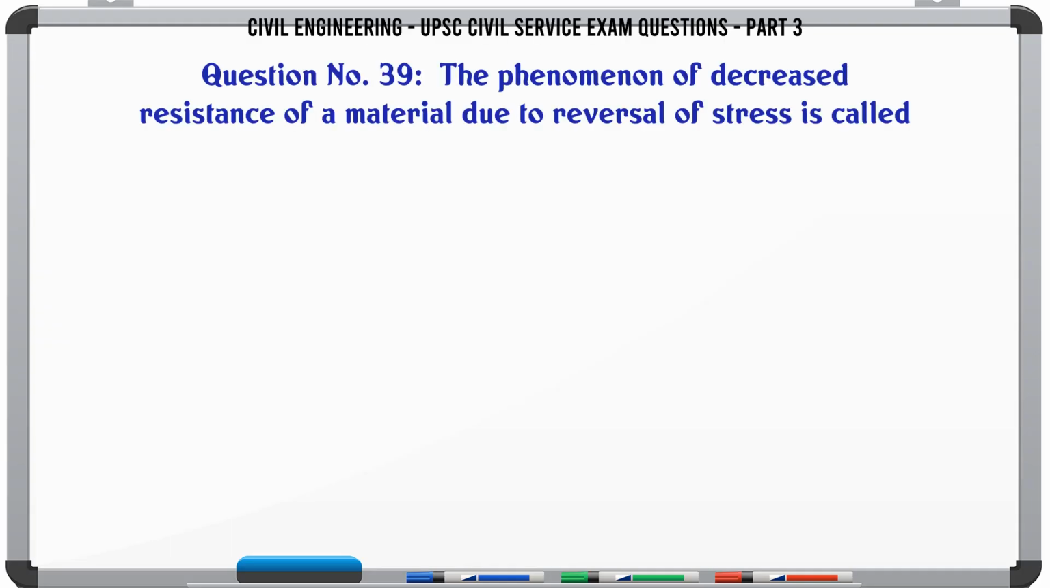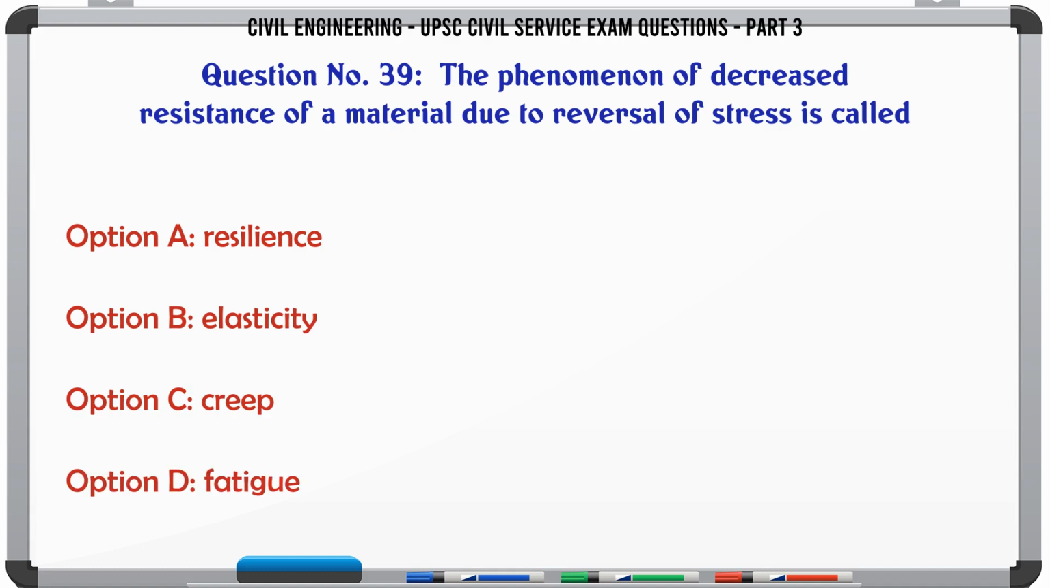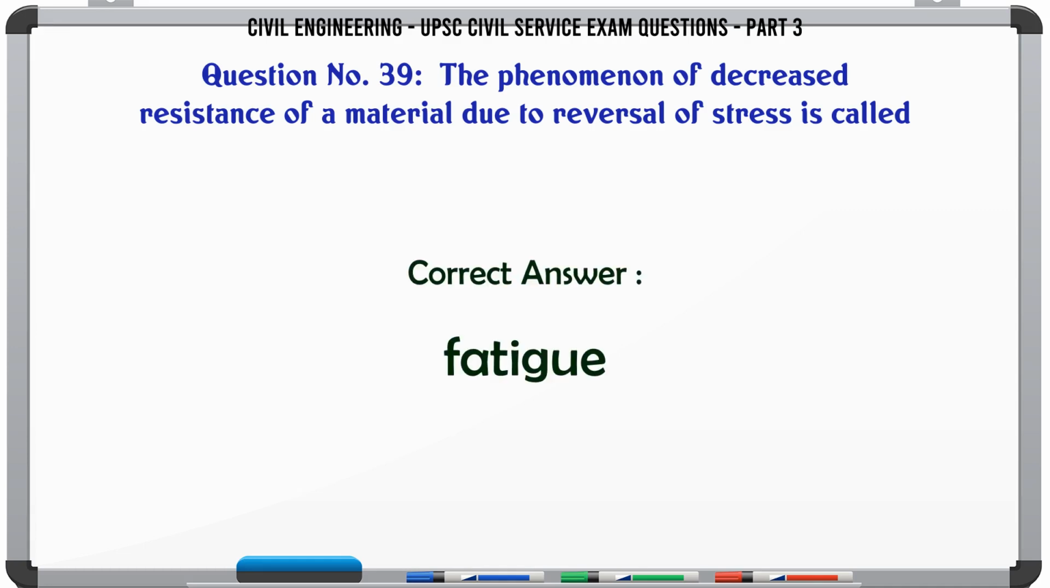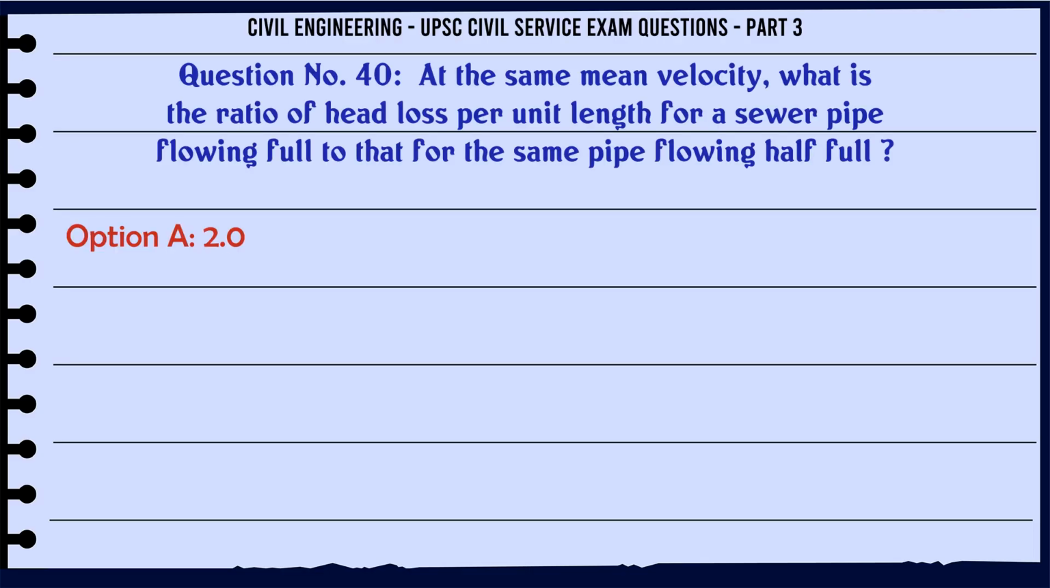The phenomenon of decreased resistance of a material due to reversal of stress is called A. Resilience, B. Elasticity, C. Creep, D. Fatigue. The correct answer is fatigue. At the same mean velocity, what is the ratio of head loss per unit length for a sewer pipe flowing full to that for the same pipe flowing half full? A. 2.0, B. 1.7, C. 1.0, D. 0.6. The correct answer is 2.0.